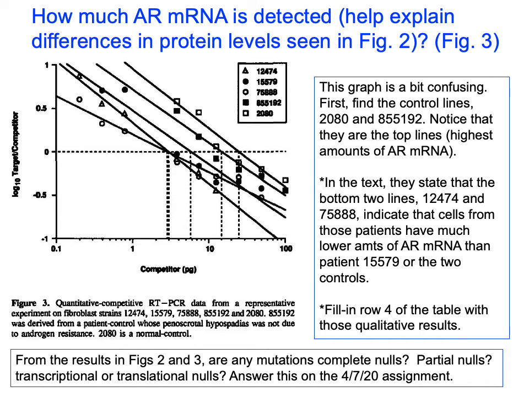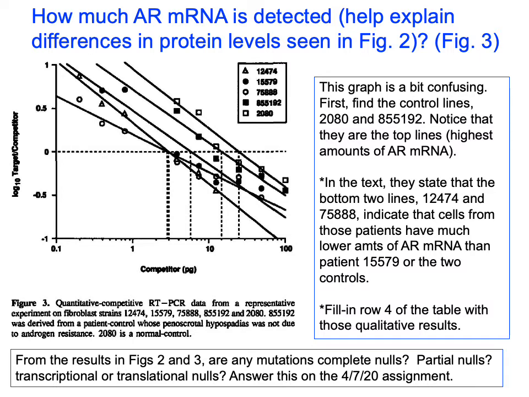And then on your assignment page, you can use the results from figures 2 and 3 that tell you if RNA and protein are made in each of the 3 patients. You can start to answer the questions about whether the mutations in each patient are complete nulls, partial nulls, transcriptional or translational nulls? So you want to consider all those questions and answer the question below the table on the 4-7-20 assignment.